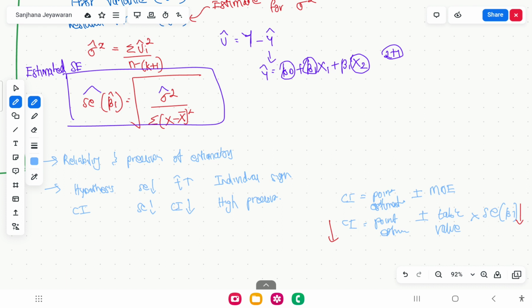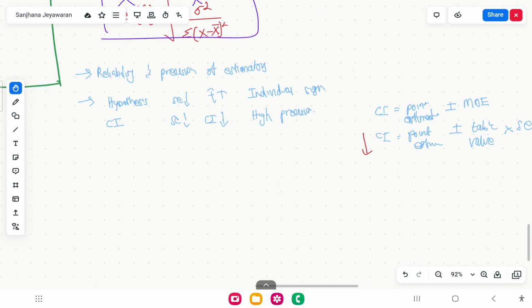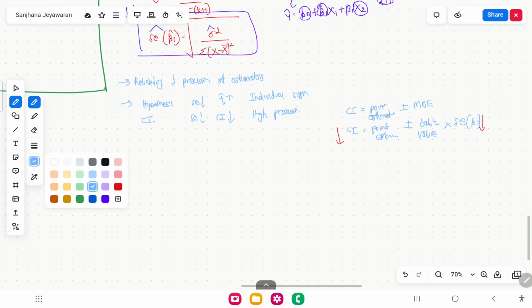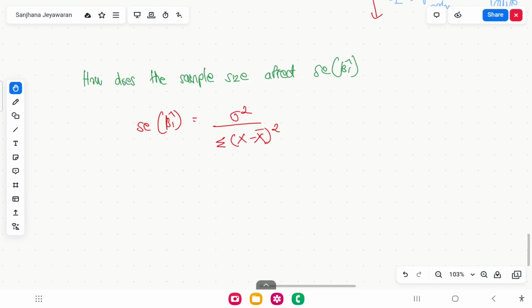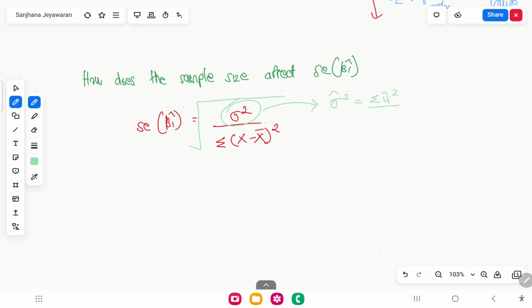and if you look into slide 37, they've asked, how does the sample size affect the standard error? Okay, so if we look into that, if you take the numerator sigma square, this is not observable, so we use residuals as the proxy. That means we find sigma square cap, which is equal to the error term square summation divided by n minus 2.